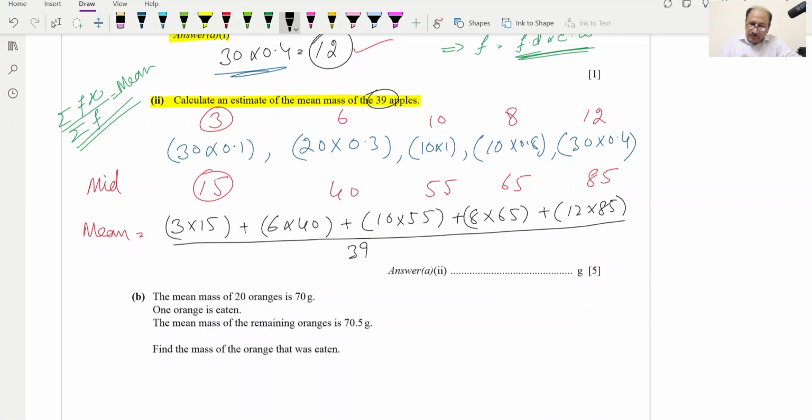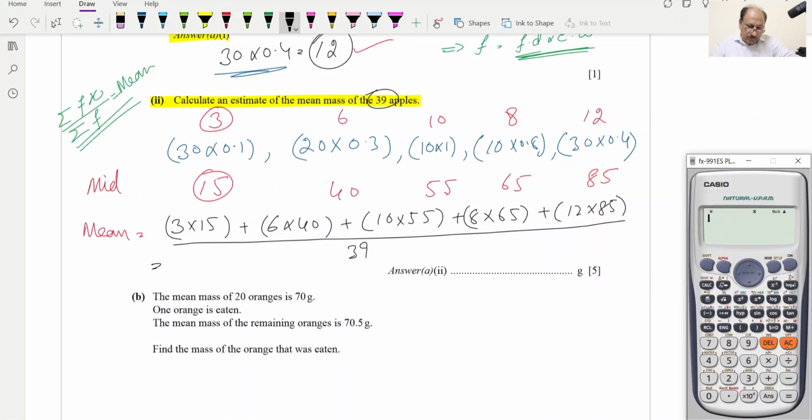So we will get the answer for this one, but we have to do this lengthier calculation. We can write this in brackets: 3 into 15, bracket close, plus 6 into 40, bracket close, plus 10 into 55, then 8 into 65, and plus 12 into 85, divided by 39.